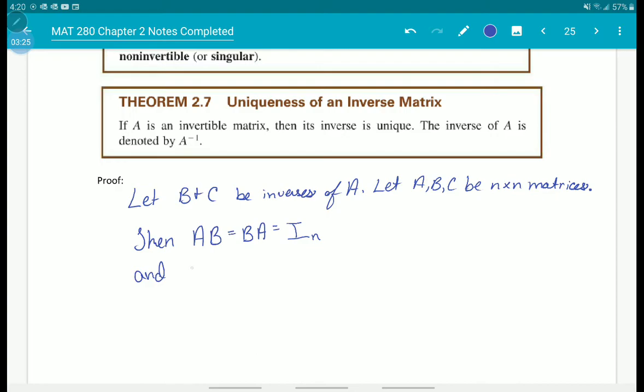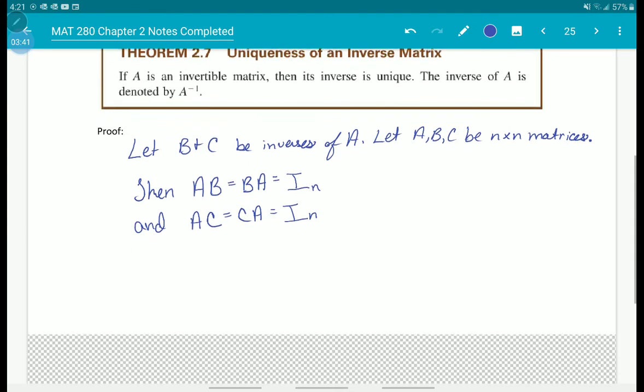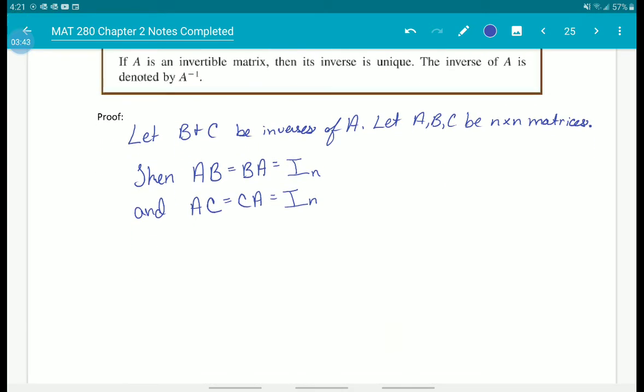But if we do the same thing with C, A times C, because C is an inverse, then we have to get the identity also, and we should be able to multiply that in any order and get the identity. So we know that A times B is equal to the identity.